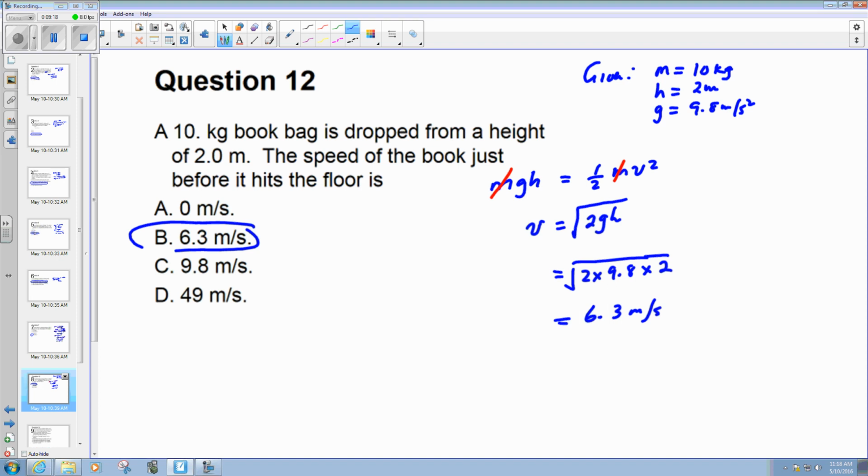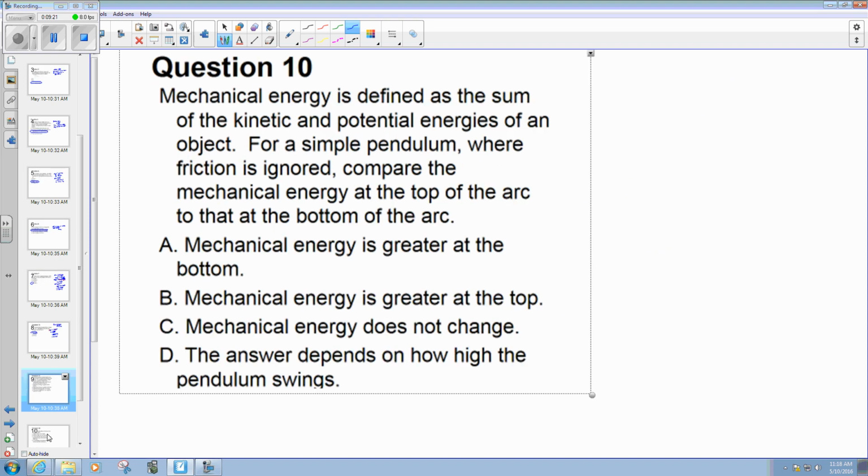The next question is talking about the definition of mechanical energy. Remember what we said? The total energy of any isolated system cannot change. It always remains constant. So the answer here is C.